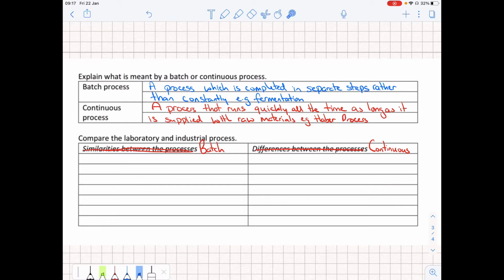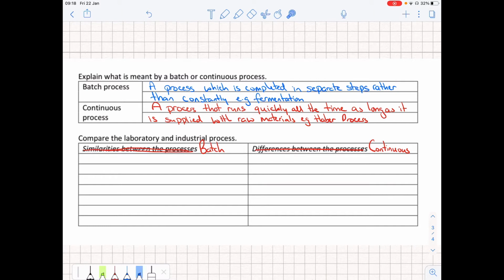A continuous process is one that is going to run quickly all the time, as long as it is supplied with the raw materials needed for that reaction to happen. The example that we've covered previously is the Haber process, and we're going to have a look in this video at the industrial process used to produce ammonium sulfate. In terms of batch and continuous processes, we need to understand some key features of them.